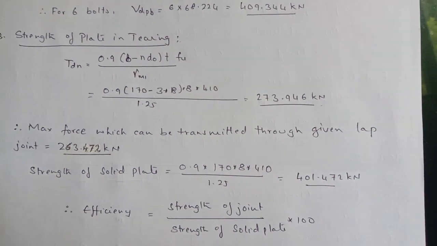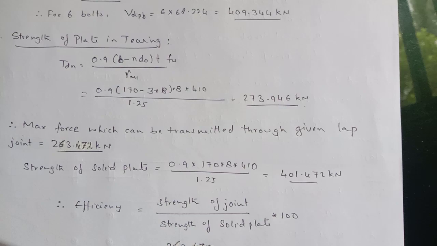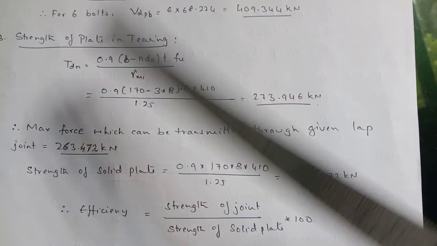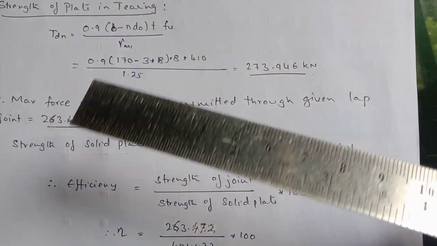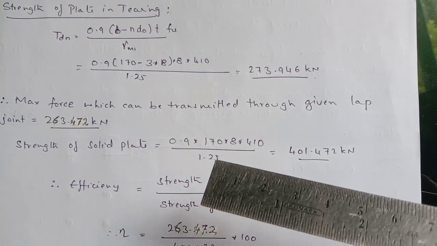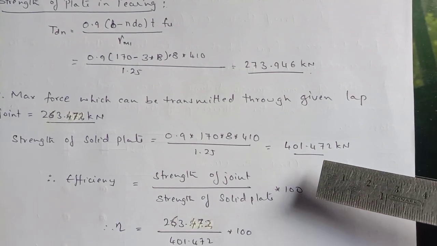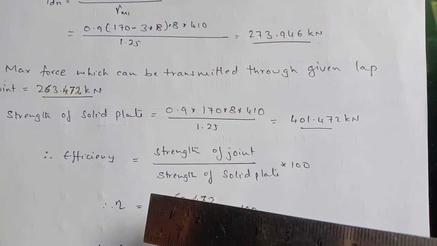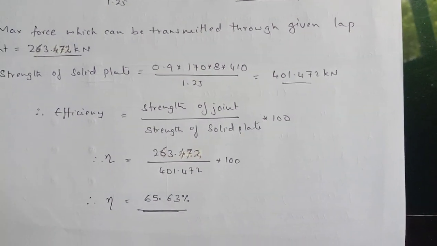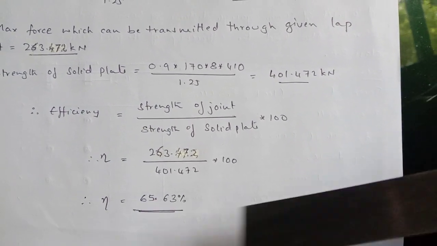So the maximum force which can be transmitted through the given lap joint is the least of the above 3 values, which is, due to the shear, 263.472 kilonewton. Therefore, to calculate the efficiency, let us calculate the strength of solid plate. Strength of solid plate is given by 0.9 into Ag into Fu divided by gamma m1, which works out to be 401.472 kilonewton. Therefore, the efficiency is given by strength of joint by strength of solid plate into 100. Upon substitution of values, we get efficiency eta equal to 65.63%.